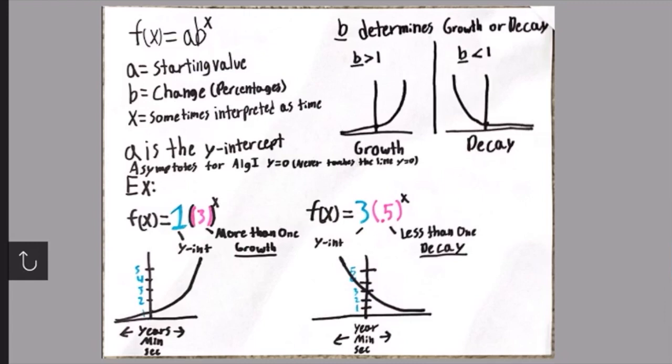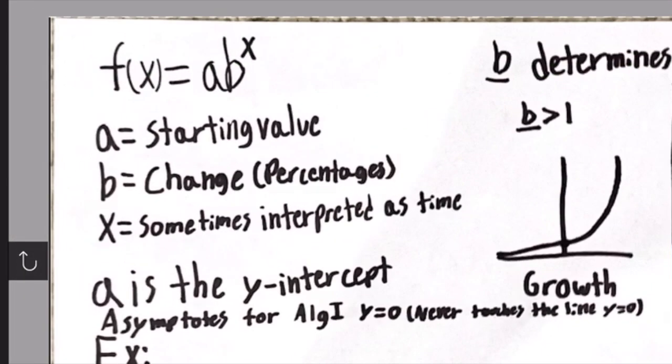All right, exponentials. So I wrote out a little explanation. A is typically the starting value, B is the change or the percentages sometimes. It could be interpreted as, over this change in time, it's going to double or triple, like, let's say every week this value diminishes by 3 or something like that. And X is typically interpreted as time, so that's where you would place time.